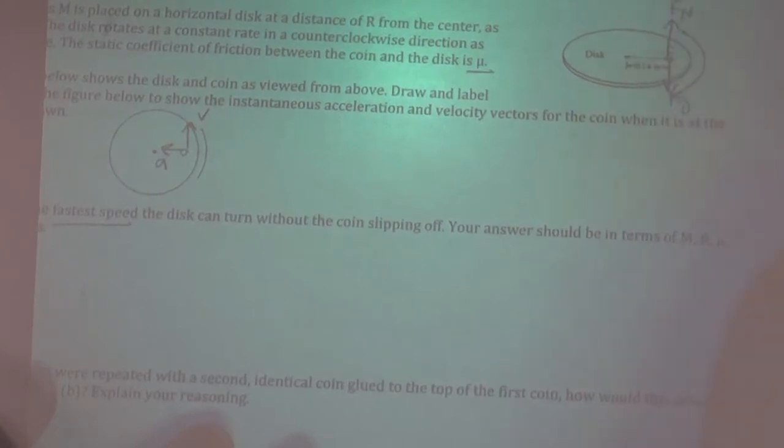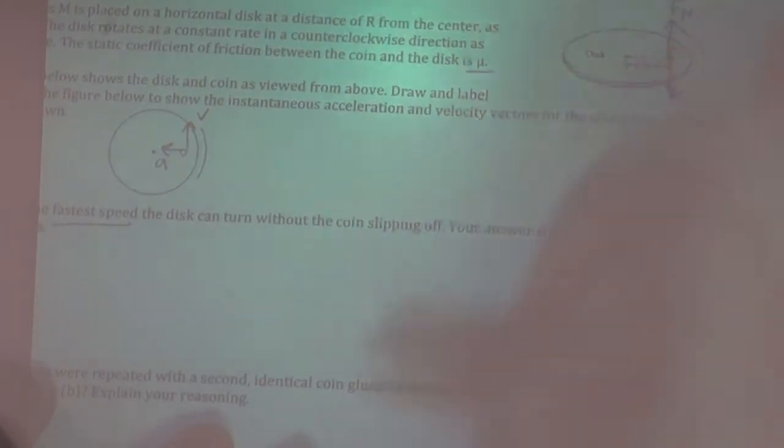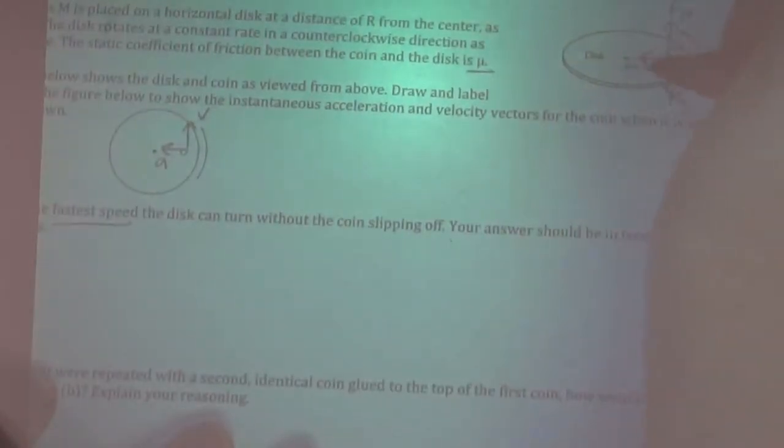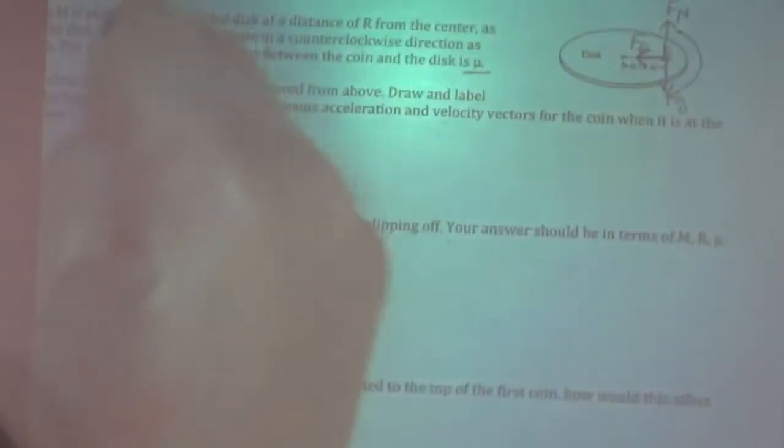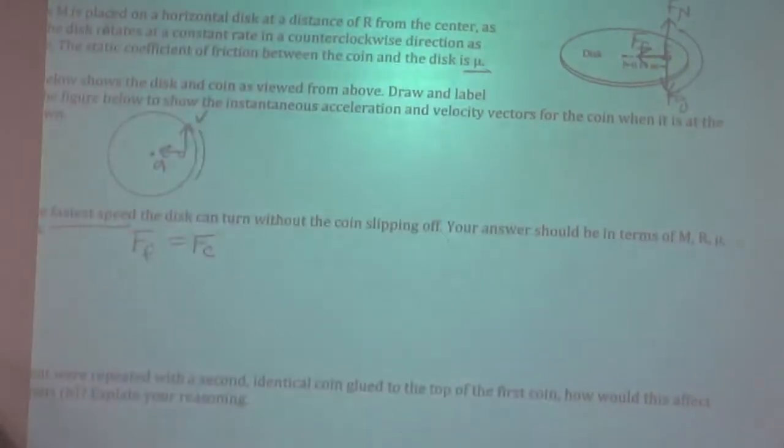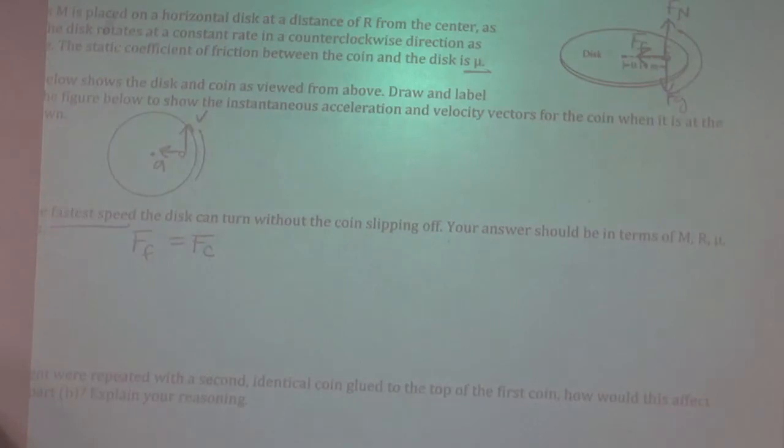And the force that is directed towards the center, that is keeping the coin moving in a circle, is the friction force. Because if there wasn't friction, as soon as the disc starts turning, the coin would slip off. So this is the friction force directed to the center, which means my friction force is the centripetal force. Now, there's only so much static friction that the coin and the disc can hold, right?